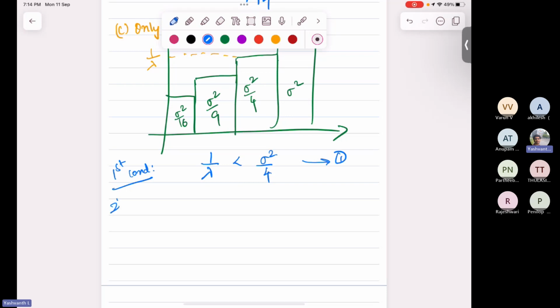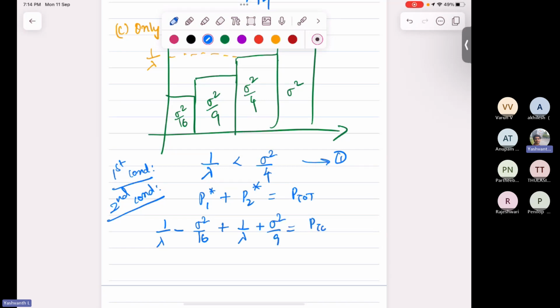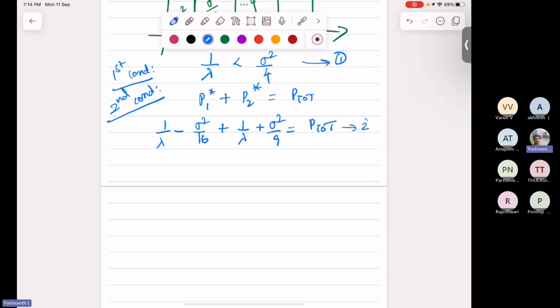First condition. The second condition is your summation over, or maybe I can directly write, the summations. Your P1 star plus P2 star equal to P tot. But your P1 star is 1 by lambda minus sigma square by 16, plus 1 by lambda plus sigma square by 9, equal to P tot. From the second equation, you can show that your 1 by lambda equals 144 P tot plus 25 sigma square by 288. I'm just doing mathematical manipulations.